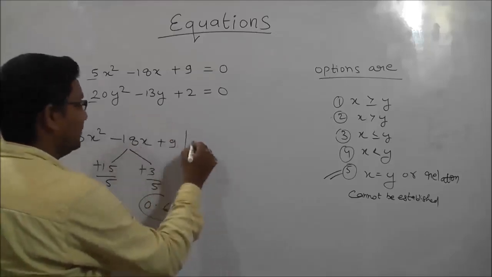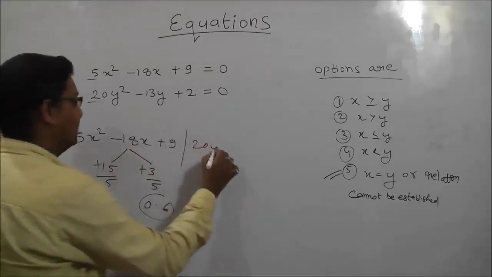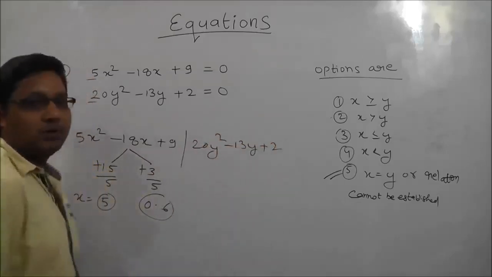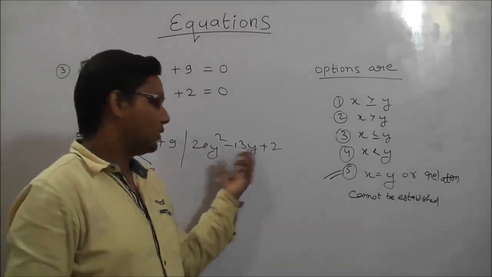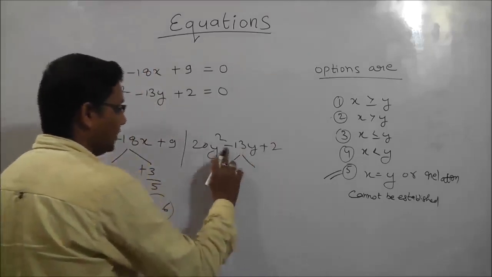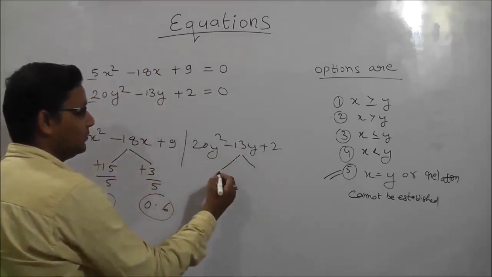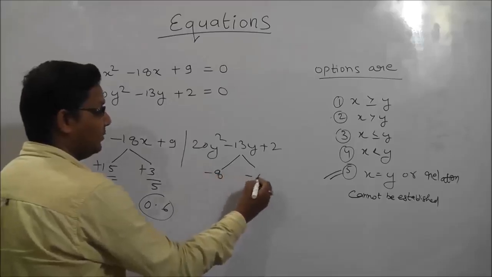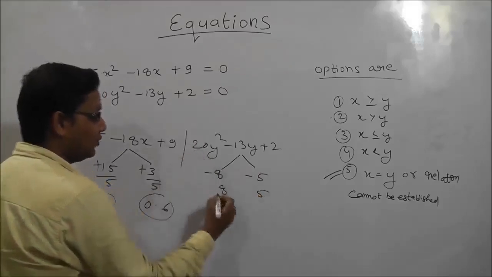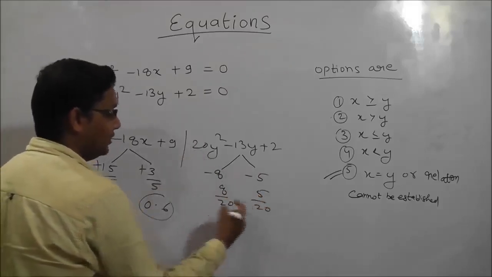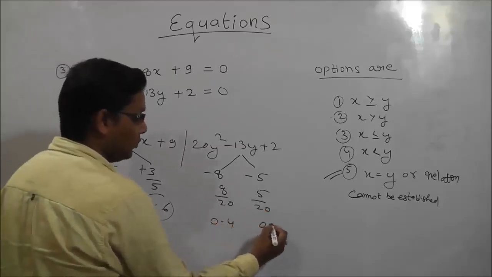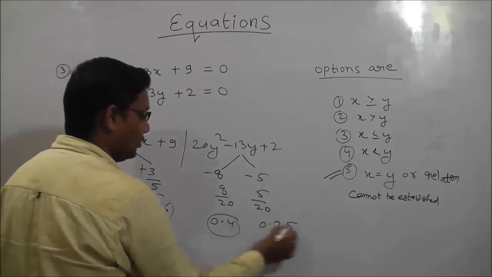Let's see the next equation: 20y square minus 13y plus 2. We have to divide 13y so that the multiplication is 20 into 2, that is 40. So the values will be minus 8 and minus 5. The opposite of that is 8 and 5. We have to divide by 20, so 8 by 20 and 5 by 20. How much will we get? 0.4 and 0.25. So this is the value of y.